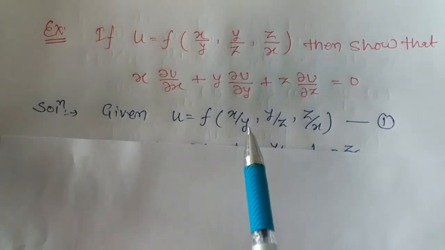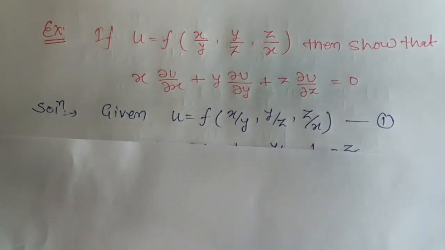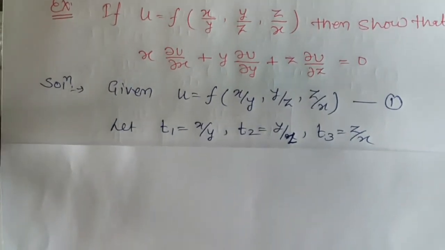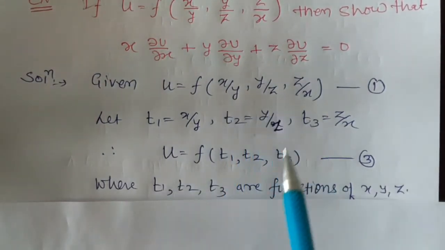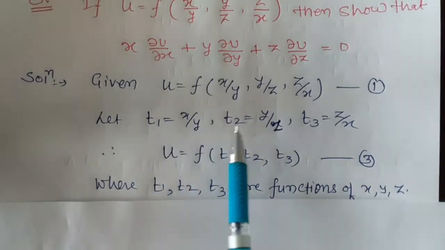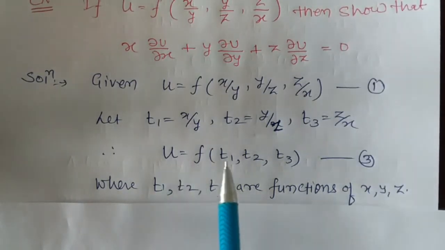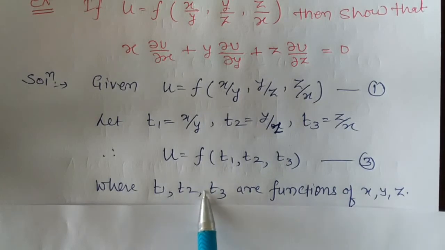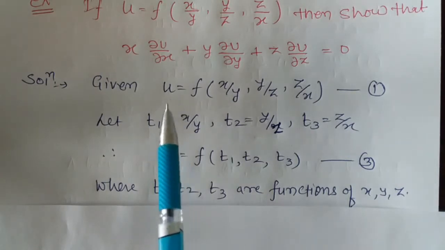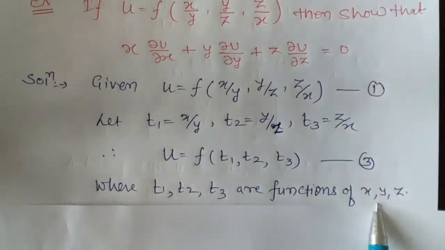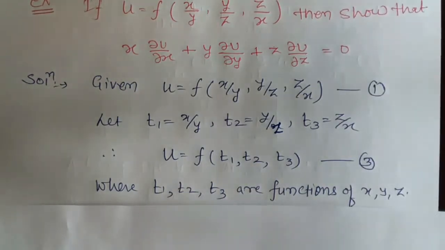Now we select x by y as t1, y by z as t2 and z by x as t3. Then we get u is a function of t1, t2 and t3, where t1, t2, t3 are functions of x, y, z. So u is a function of t1, t2, t3 and t1, t2, t3 are functions of x, y and z. Therefore, to differentiate u with respect to x, y and z partially, we use the total derivative.